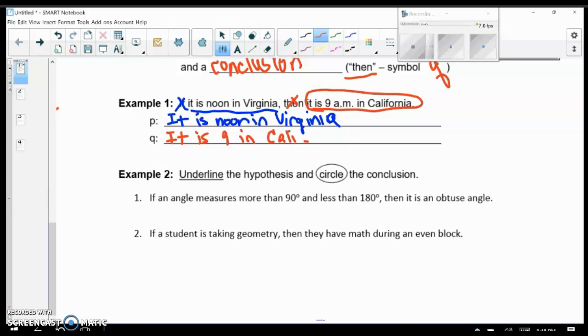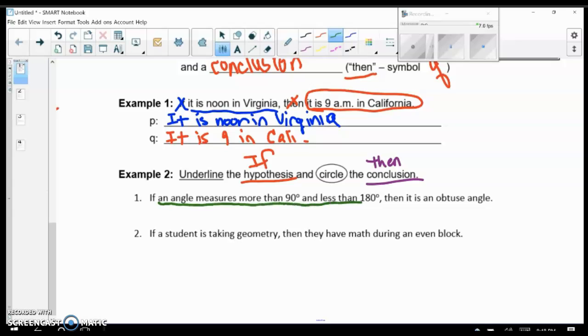Gonna let you try example 2 for just a second. So pause the video and try this. Yep, hypothesis is if, and the conclusion is then. Just take a second to try that.